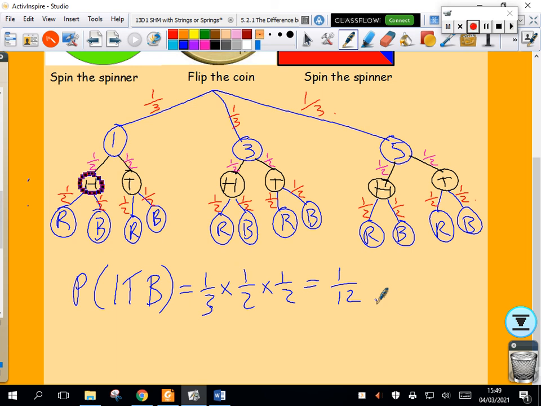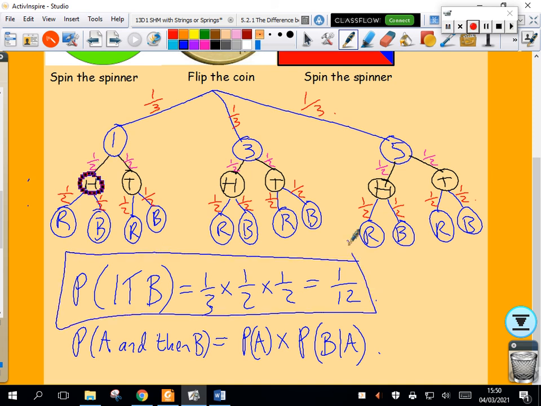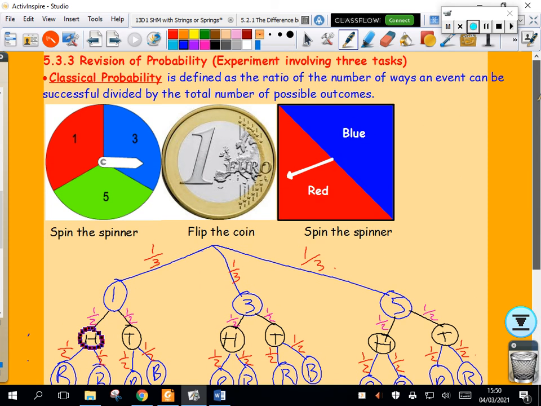To find the probability of some event A happening and then B happening, that's the probability of A happening multiplied by the probability of B happening given that A has already happened. We can draw a tree diagram and multiply the probabilities along the branches to find the probability of the event in which you are interested. So that's looking at experiments involving 3 tasks.